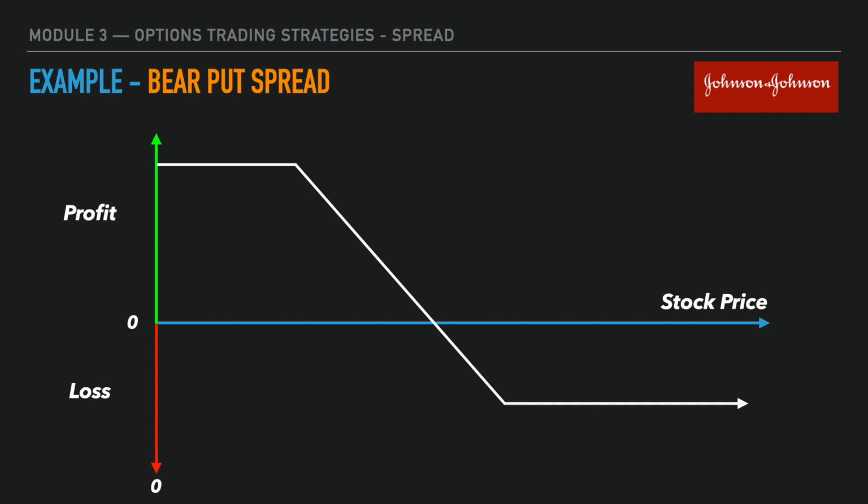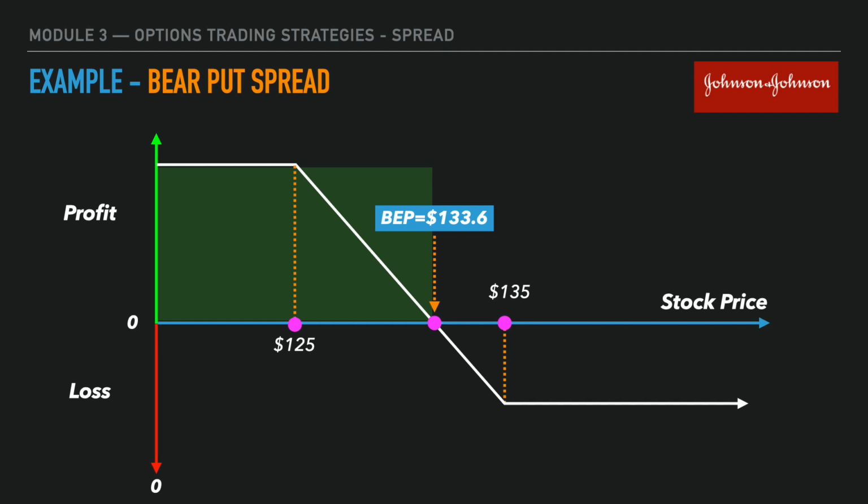Alright, after we calculate all these important numbers, we can now draw the risk graph for this bear put spread trade. This is how the profit and loss line looks like for this trade. First, we have the higher strike at 135 and the lower strike at 125. Then we have the break-even price at $133.6, which is between these two strike prices. So, if Johnson & Johnson stock price goes down and stays below the break-even price, you will be in the profit zone. If the stock price breaks down and moves below the lower strike price of $125, your trade will reach the maximum profits, which is $860.